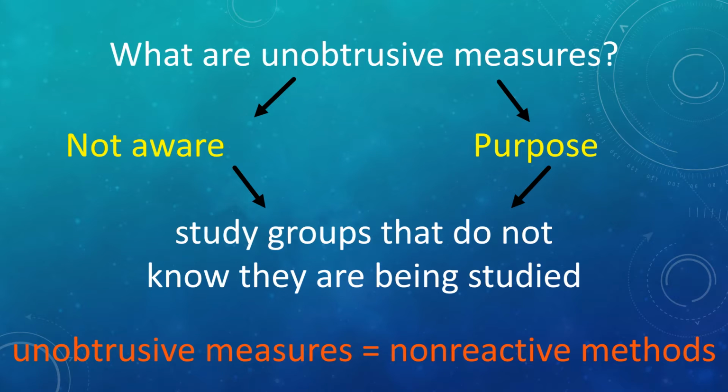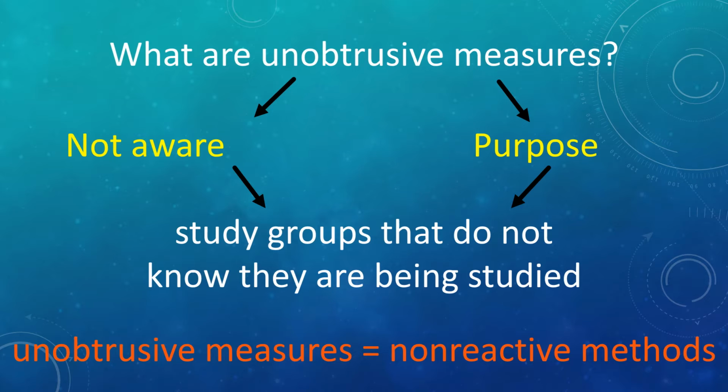So what are unobtrusive measures? Let's break it down. Unobtrusive, by definition, means not attracting attention. Thus, unobtrusive are not noticeable and not aware. And measures are a way to achieve a specific purpose. So putting those two words together, an unobtrusive measure is a way of gaining information by studying groups that are not aware they are being studied.